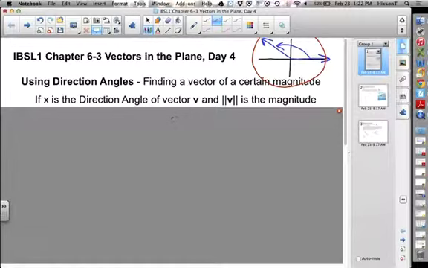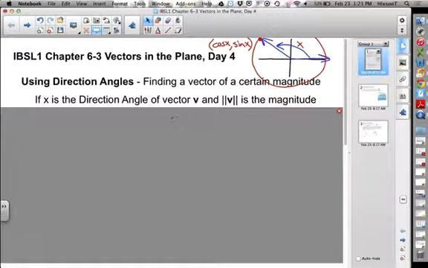Keep thinking with me, because if you understand this, the formula here is a real piece of cake. On the unit circle, a point had what coordinates? If x was the angle, the coordinates are cosine of x, sine of x.